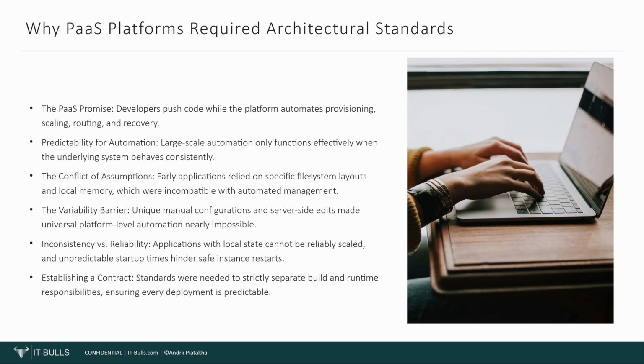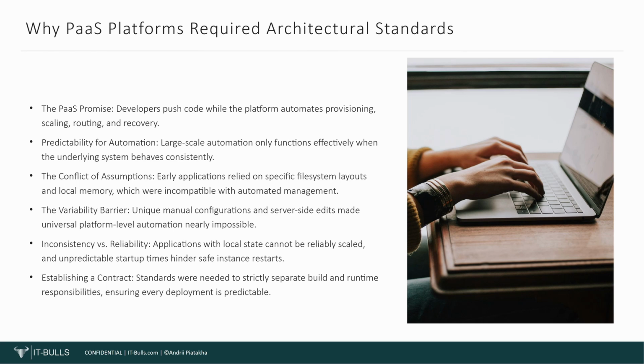When Platform as a Service first appeared, its promise was simple and powerful. Developers would push their code, and the platform would handle everything else: provisioning, scaling, routing, and recovery. However, very quickly providers discovered a fundamental limitation. Automation only works when the system being automated behaves predictably. Applications were arriving with implicit assumptions.